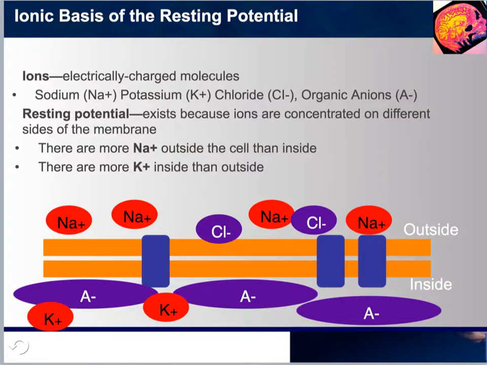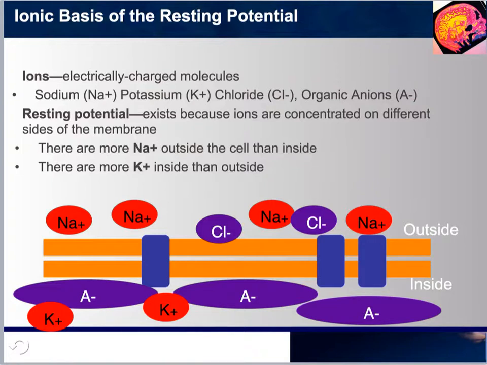Ions, which are atoms or molecules with a net electric charge due to the loss or gain of one or more electrons, are what determine whether something is positively charged or negatively charged. The ions that we'll be looking specifically at here are sodium, which is positively charged, and that's what you'll see as Na+, potassium, K+, chloride. You can see that this is an anion, which is a negatively charged ion, and then other organic anions here.